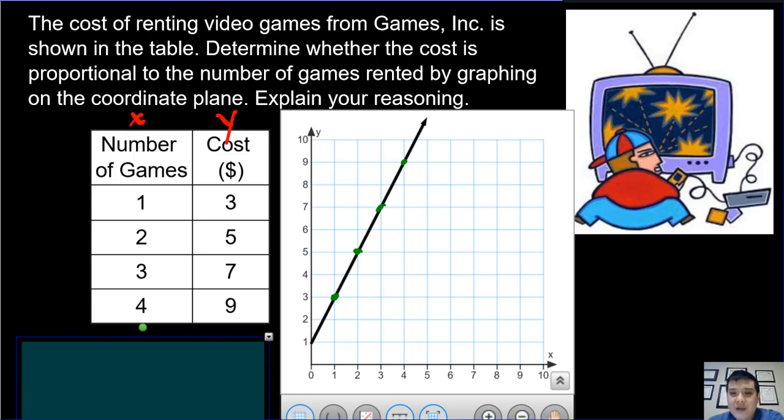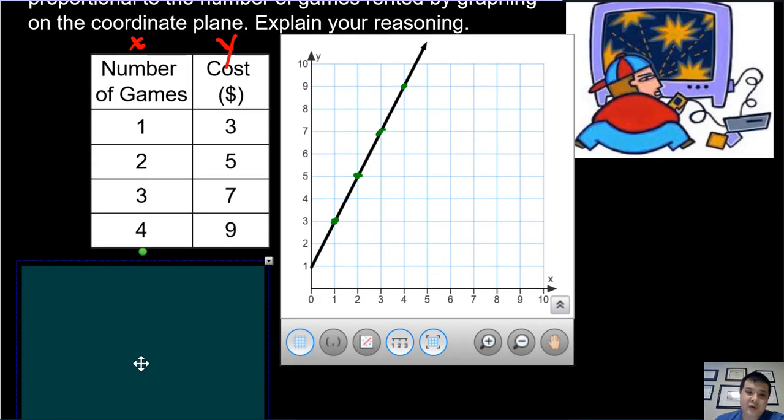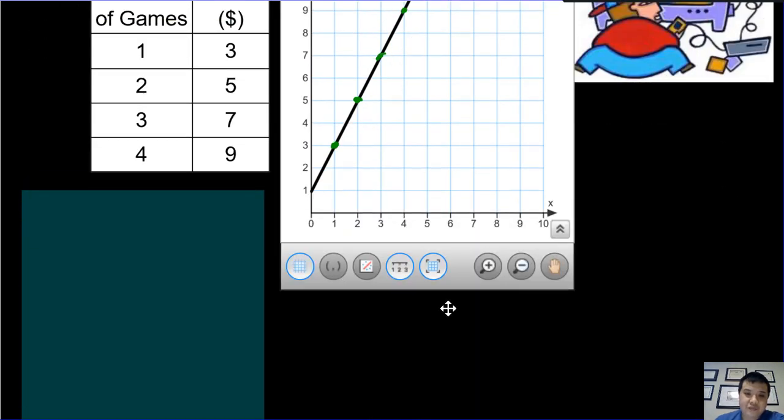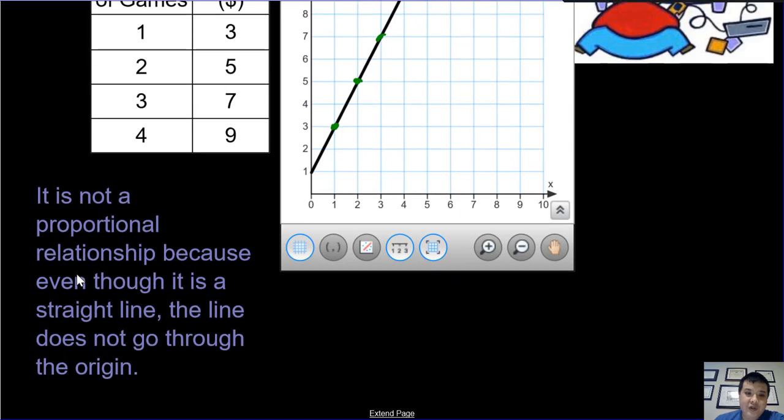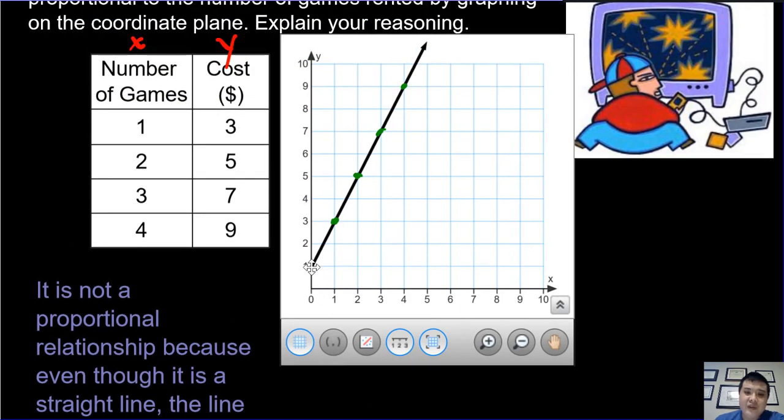If we were to connect all those points, we would find that it makes a straight line, but we can see that that line does not go through 0, 0. So therefore, this is not a proportional relationship. It's not proportional because even though it's a straight line, it does not go through the origin. Because 0 games would seem to cost us $1 if the pattern were to continue in the same way.